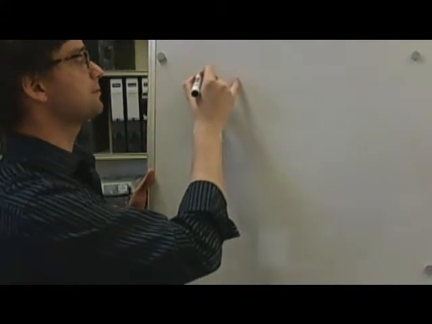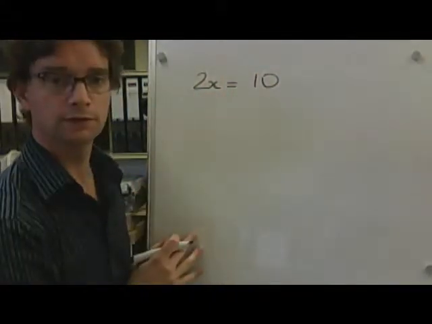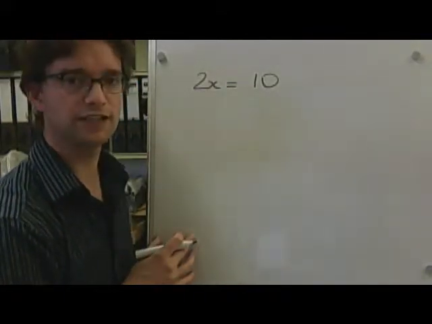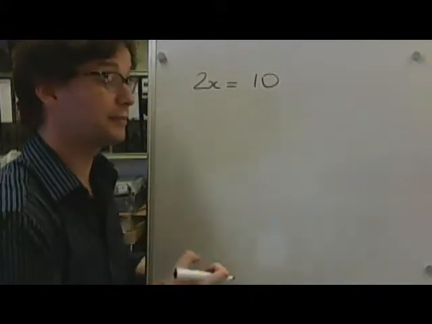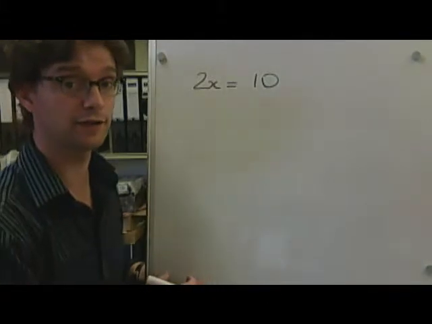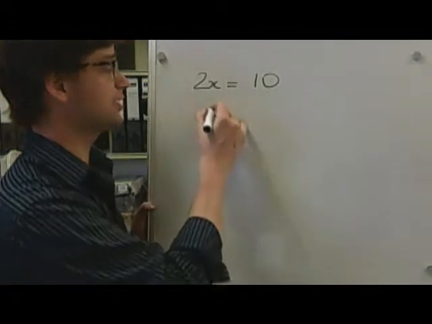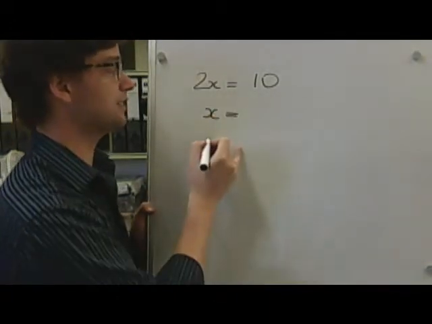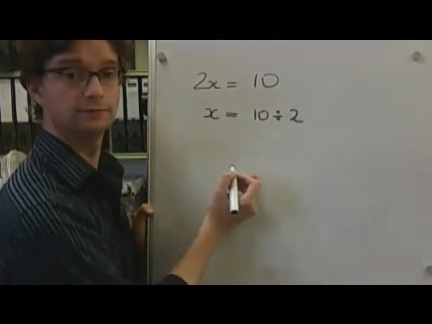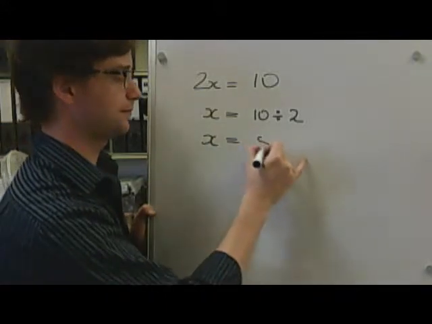If I tell you that 2x is equal to 10, can you tell me what x is? 2 times x equals 10, what's x? And probably because you know 2 times 5 equals 10, I hope you can say that x is 5. Actually, what you're doing is the same kind of change side, change sign thing. You're saying x is 10 divided by 2. So x is 5.